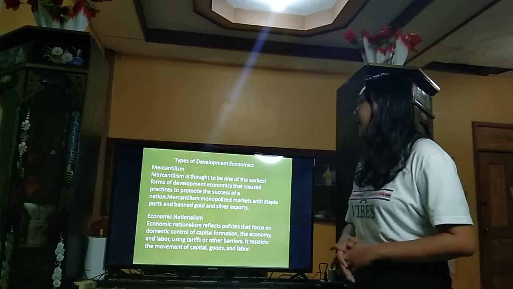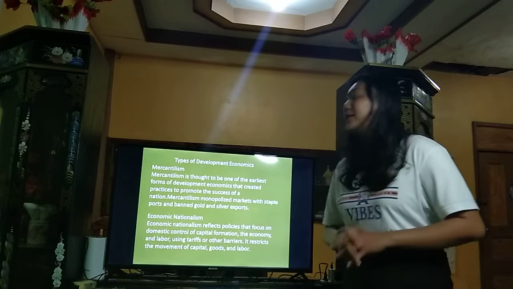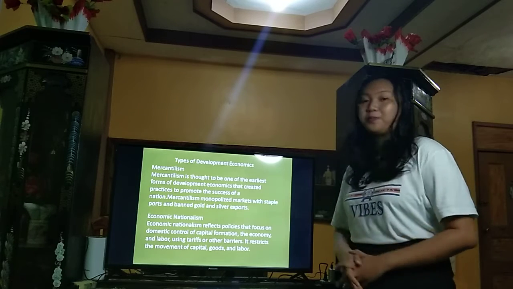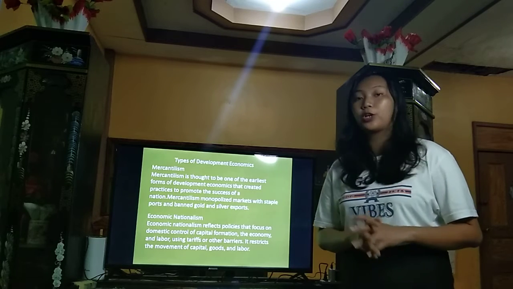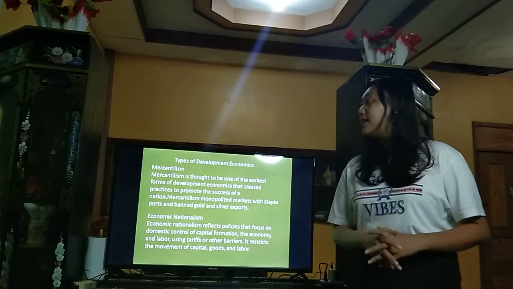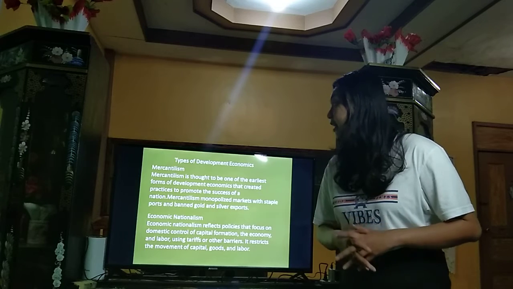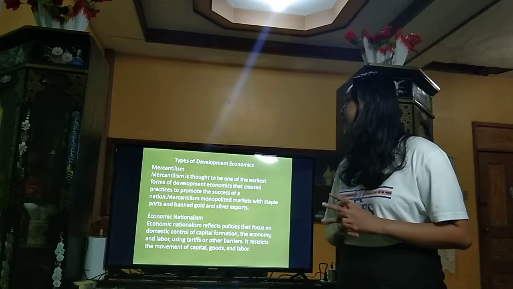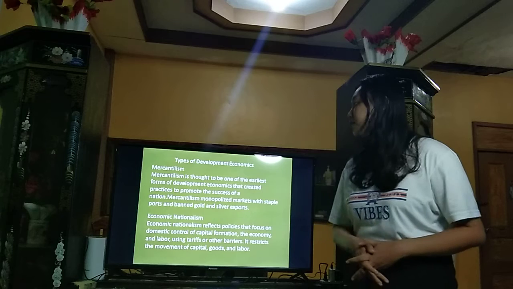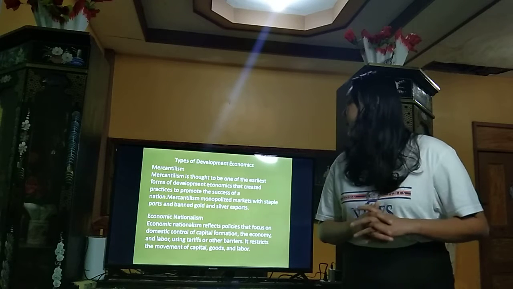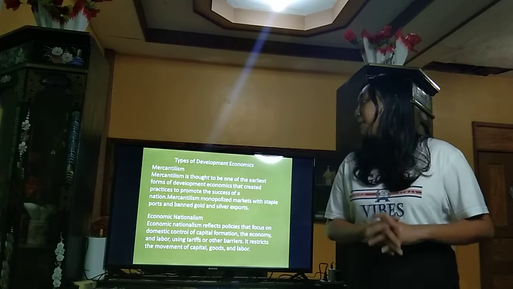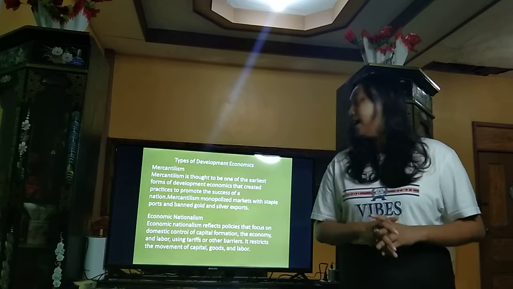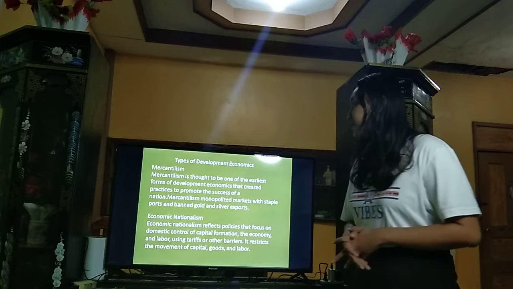Types of development economics. Mercantilism. Mercantilism is thought to be one of the earliest forms of development economics that created practices to promote the success of nations. Mercantilism manipulates the market with staples and banned gold and silver exports.